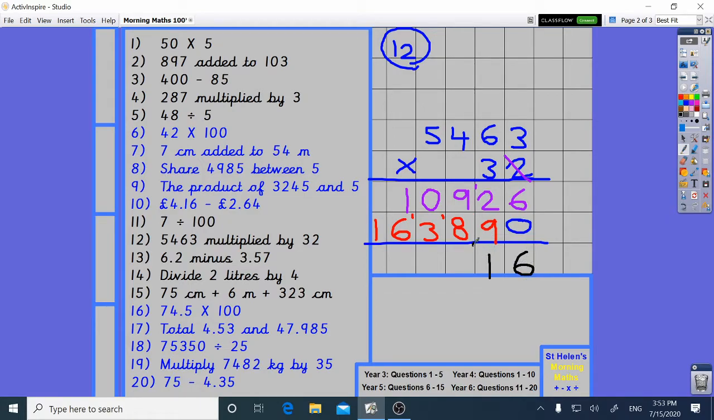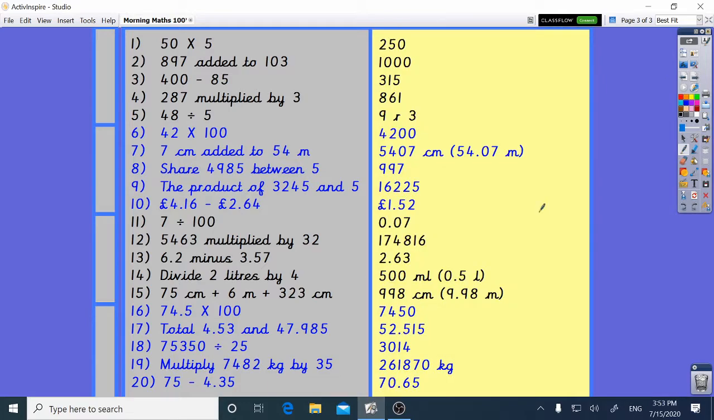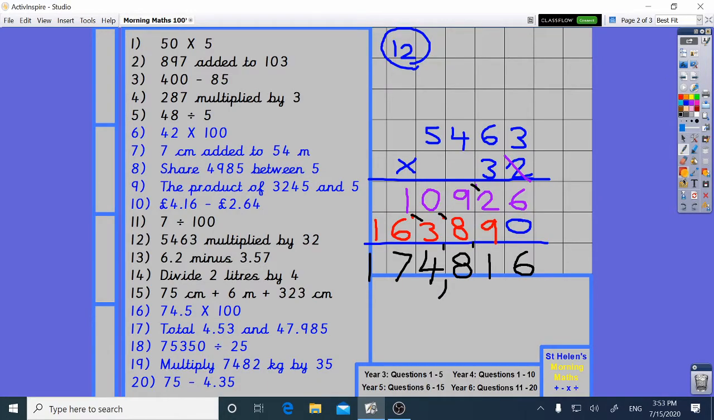For you. Let's cross out these little ones so I don't use them. 6 and 0 is 6. 2 and 9 is 11. 9 plus 9 here is 18. 8 plus a little 1 was a 9. 0 plus 3 plus 1 is 4. 7, 1. 174,816. Let's have a peep on this. 174,816. We're okay on that one.